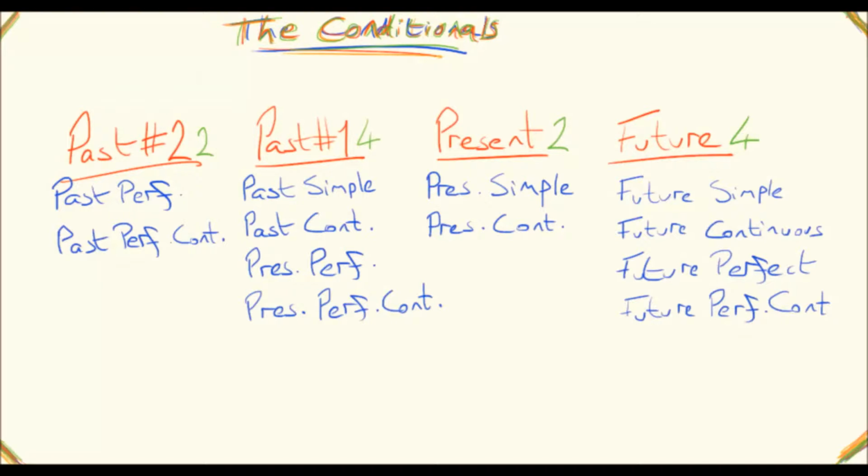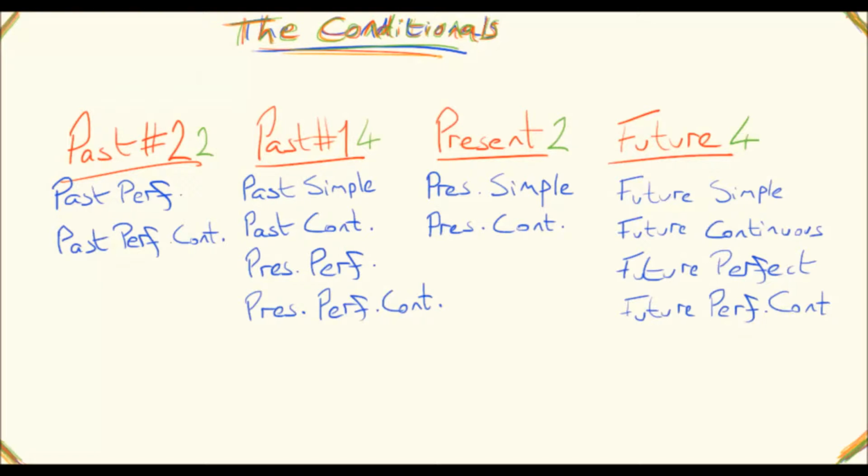We've got 4 past number 1 tenses: past simple, past continuous, present perfect, and present perfect continuous. But I encourage you to remember that the only reason we call those present perfect, for example, is because we're using the auxiliary verb have in the present form. But if we're using the auxiliary verb have, we're still throwing things into the past. So present perfect is actually talking about the past.